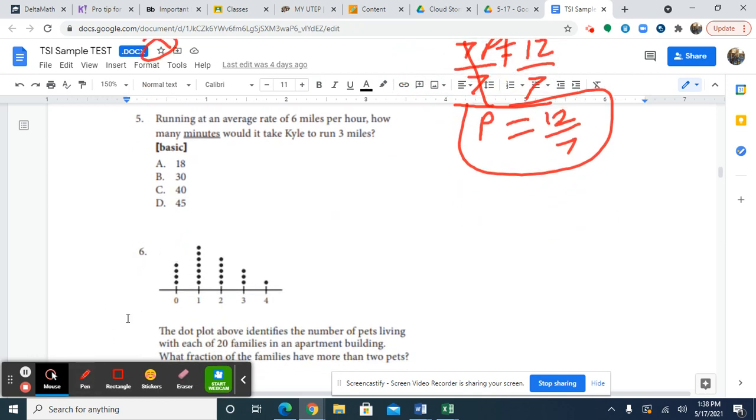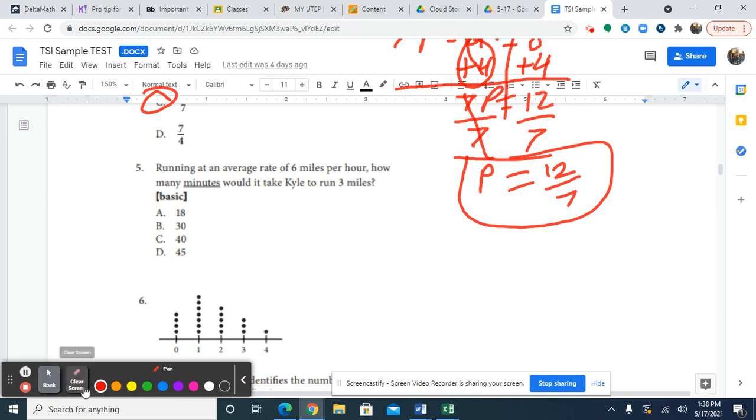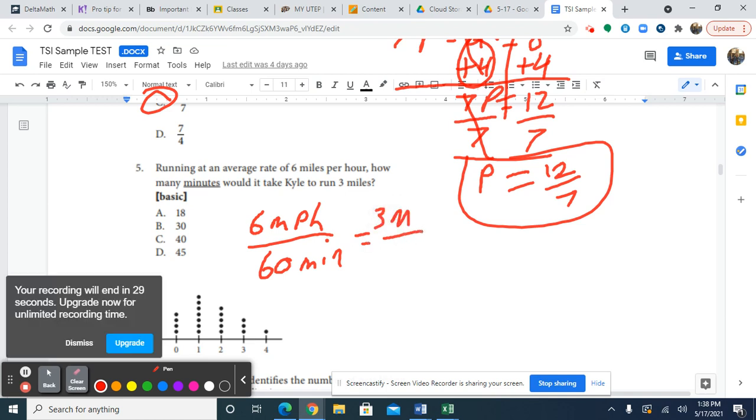Now, running at an average rate of 6 miles per hour, how many minutes would it take Kyle to run 3 miles? Now, for some of us, it's very easy to see this, but let's say 6 miles per hour. So if we do that in 1 hour, that means that in 60 minutes, we are running 6 miles. So if we ran 3 miles, how many minutes would it take?